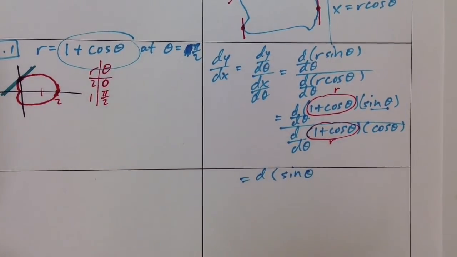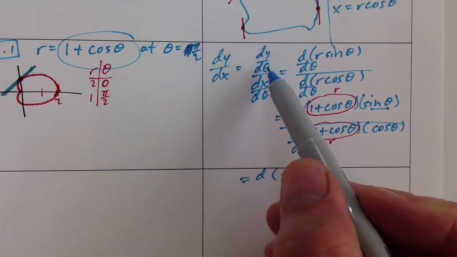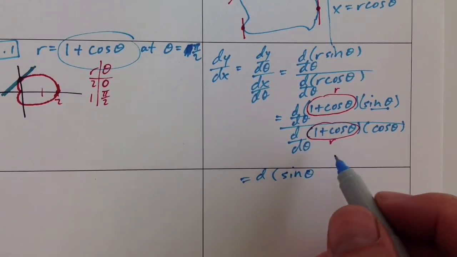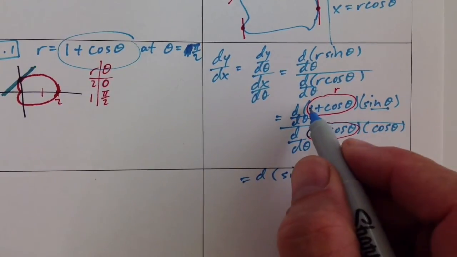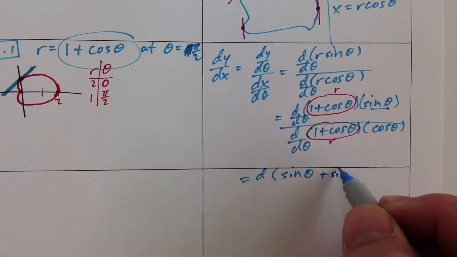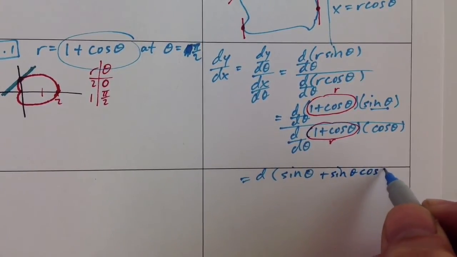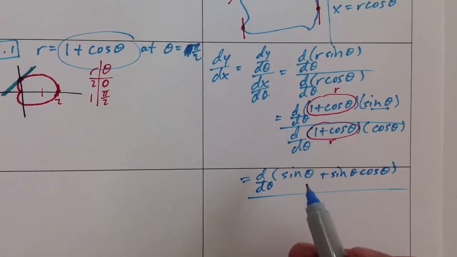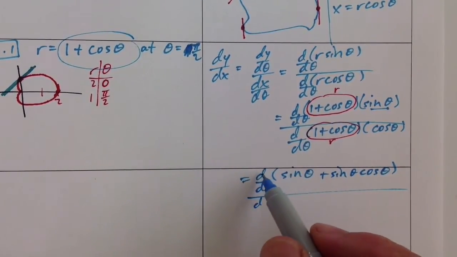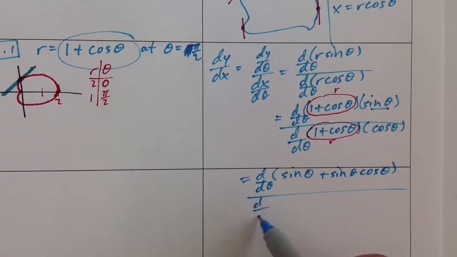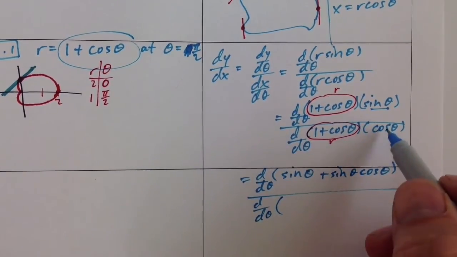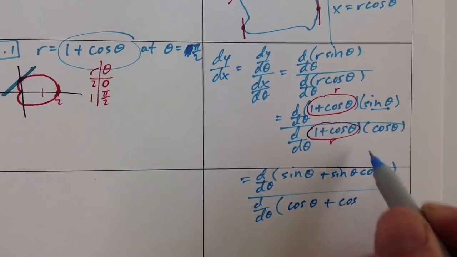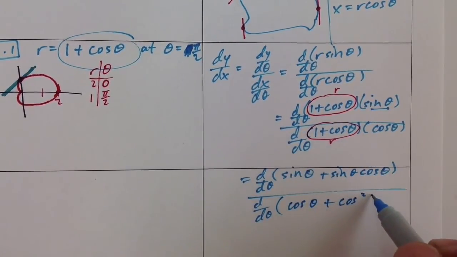shouldn't be that bad, where again, we're still trying to find dy d theta over dx d theta. So there's just a lot of algebra here. So just be careful. Sine theta plus sine theta cosine theta, okay, and then d theta of that stuff. And then d theta, derivative of cosine of theta plus cosine of theta times cosine of theta, so cosine squared of theta.